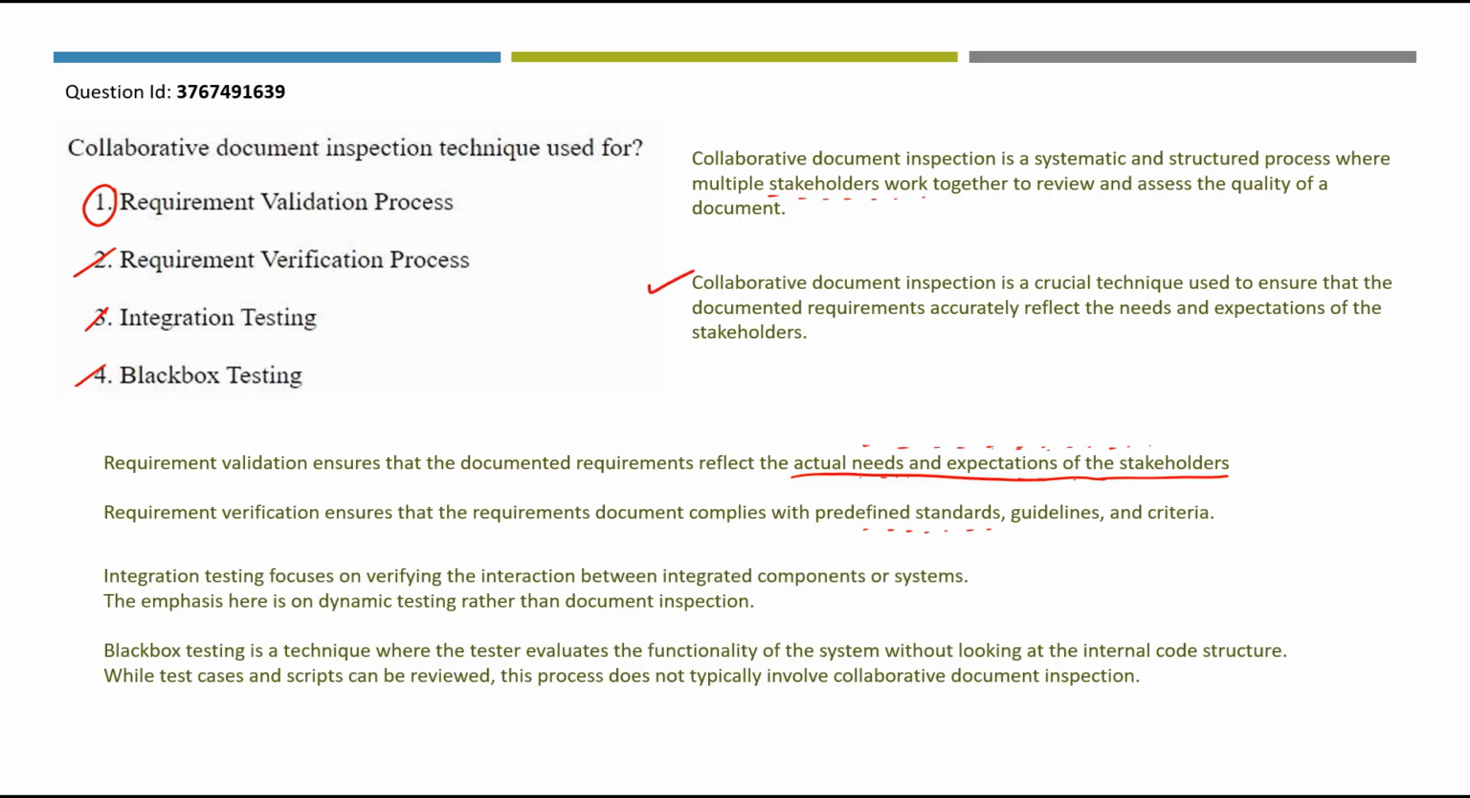The integration testing focuses on verifying the interaction between integrated components or systems. The emphasis here is on dynamic testing rather than document inspection. So this does not involve inspection is what I told you earlier. What about black box testing? It's a technique where the tester evaluates the functionality of the system without looking at the internal code structure. When you work with the code, that is white box testing. When you work with the behavior of the system, that is black box testing.